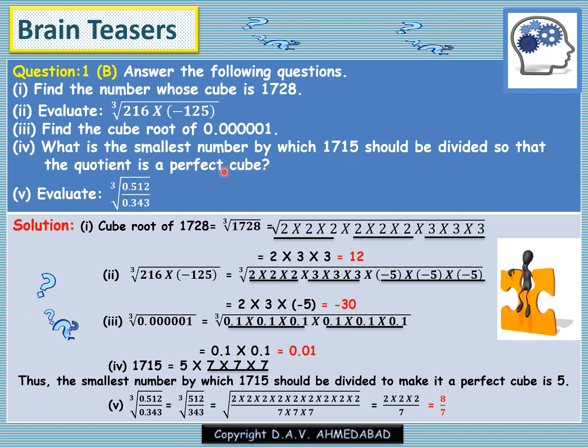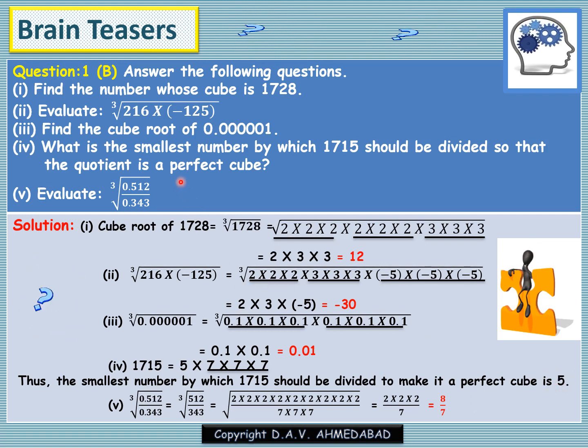Now, what is the smallest number by which 1715 should be divided so that the quotient is a perfect cube? Now, this question everyone is knowing, I hope. First, we will do prime factorization of 1715. So, we got 7 cube into 5. So, 5 remained ungrouped. So, it should be divided by 5 to make it a perfect cube.